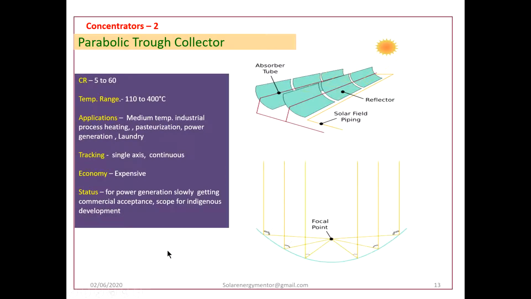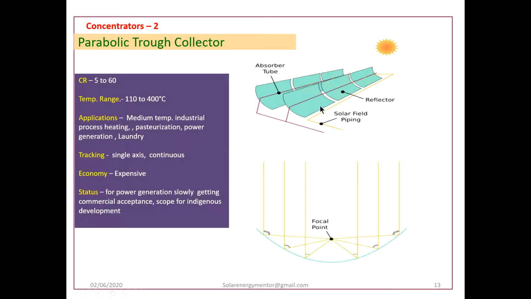For the parabolic trough collector, we can get concentration ratios from 5 to 60. The temperature range obtained is 110 to 400 degrees Celsius. The applications of this collector are medium temperature industrial process heating, pasteurization, and power generation. There have been plants in India which use parabolic trough concentrators for power generation. In laundry applications also, these concentrators provide steam at 130-140 degrees Celsius.